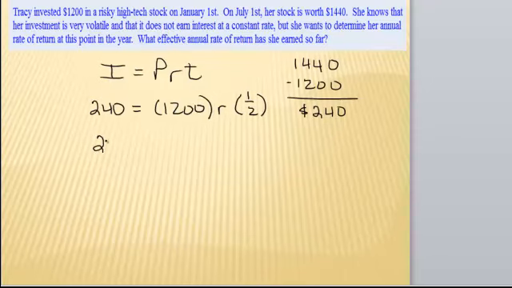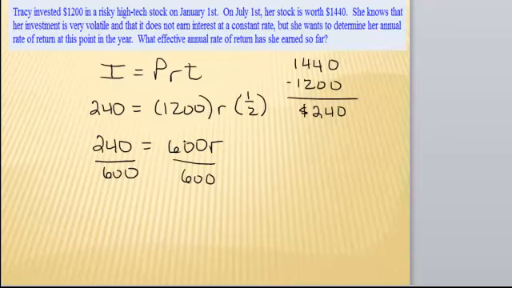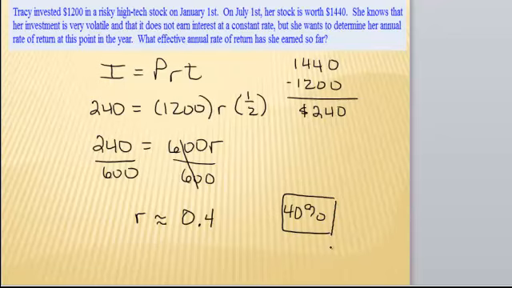So this is the same thing as 240 equals, well, 1,200 times 1/2 will be 600R. Now we needed to solve this for R, so we divide both sides by 600. This reduces to 1, so R will be, oh, it's not approximate, it's exact. It is 0.4. So her effective annual rate of return is 40%, or 0.4, depending on how the problem wants you to leave it.